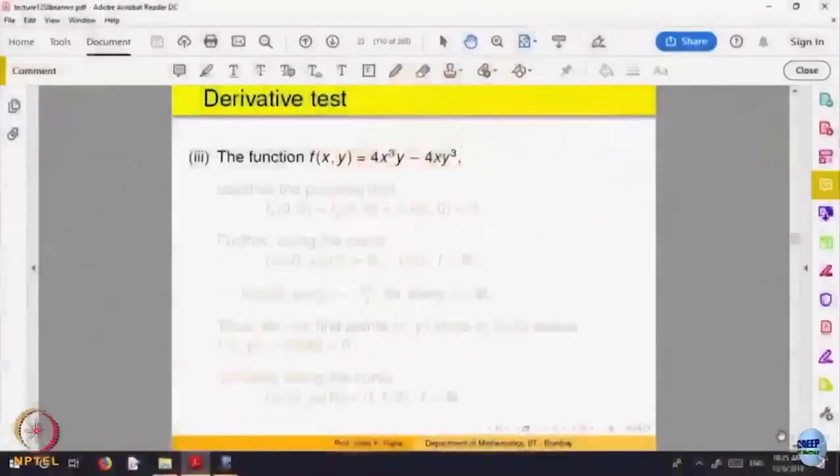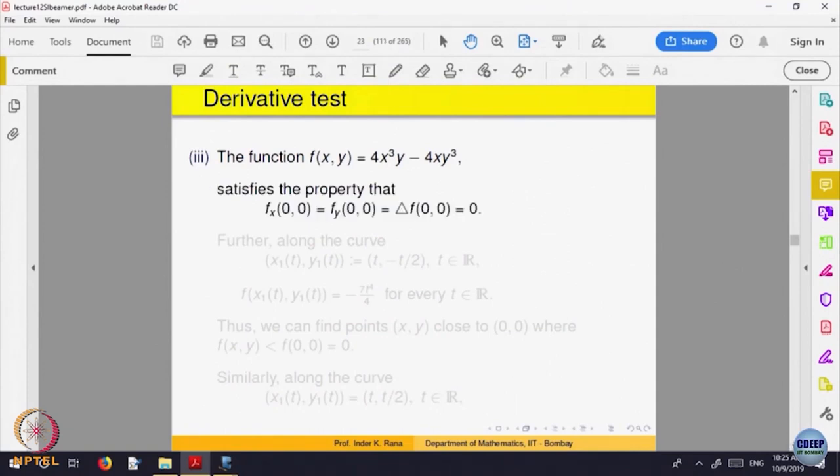Look at this example. In this example again, if you compute the discriminant, that will turn out to be equal to 0. So, as such, the test does not help you to conclude anything, right. But for this, you can try to maneuver. For example, say y^3 is there. If I look at the line x is equal to minus y, what will happen?